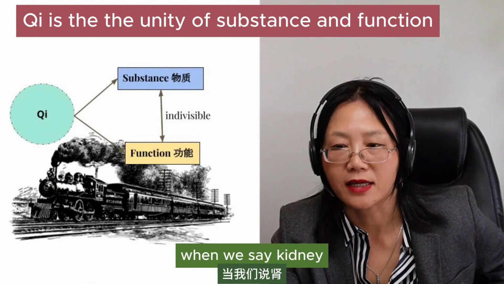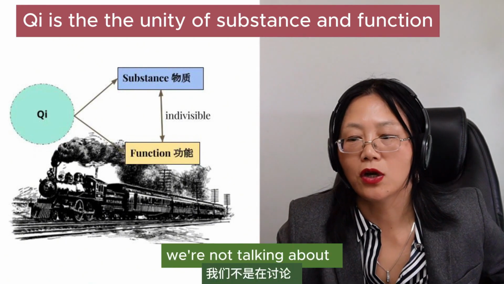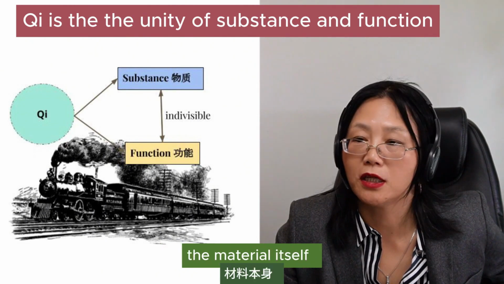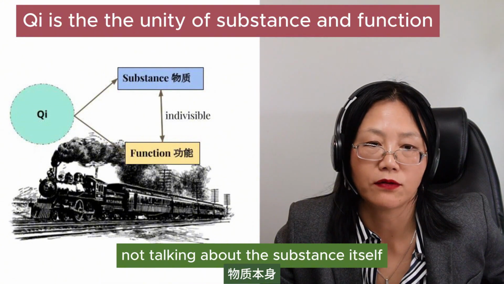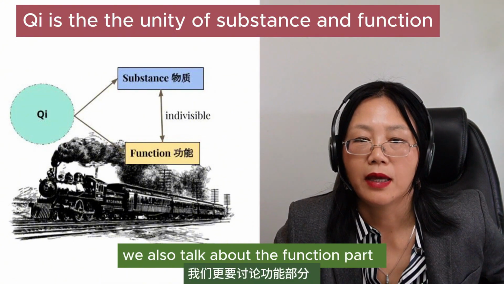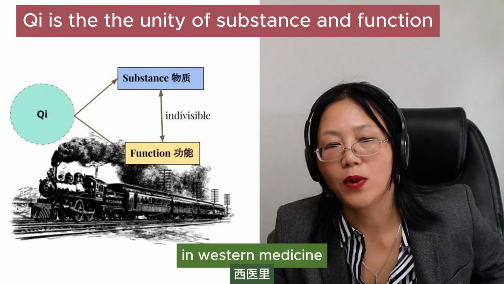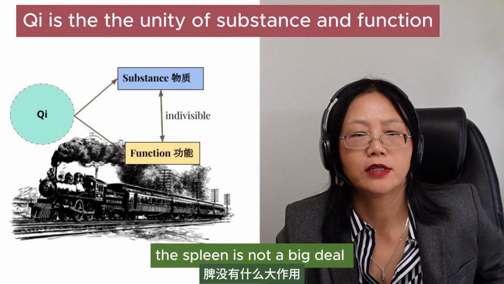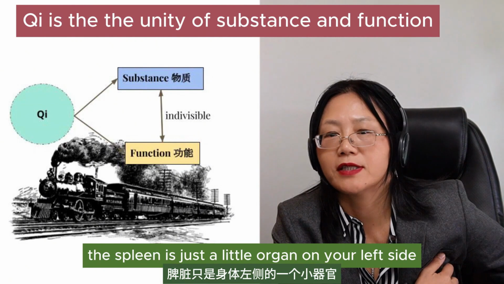When we say kidney, heart, lung, liver, spleen, we're not just talking about the material itself, not talking about the substance itself. We're also talking about the function part, with the focus on the function. Example, in Western medicine, spleen is not a big deal. Spleen is just a little organ on your left side.